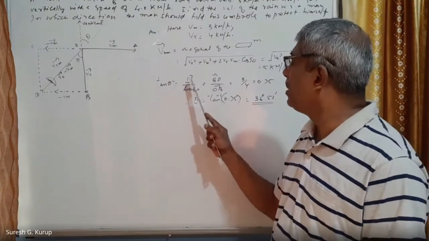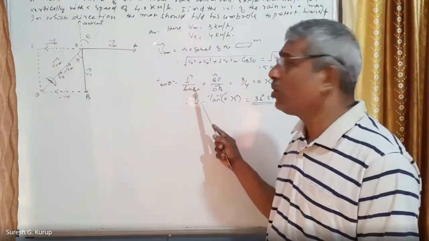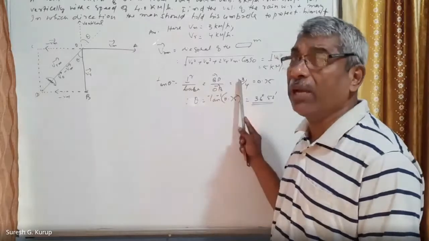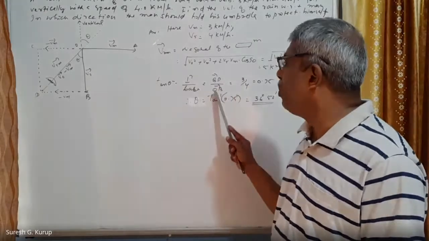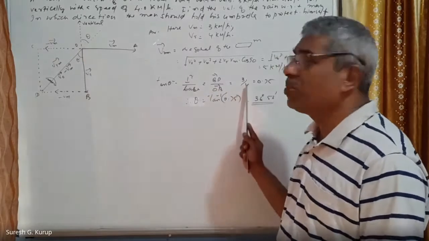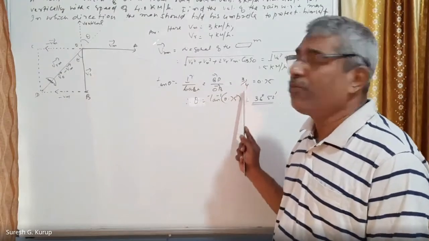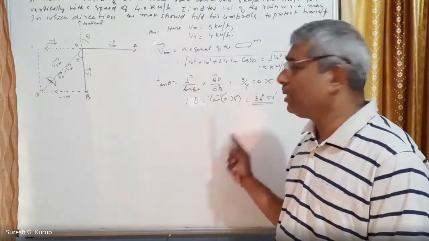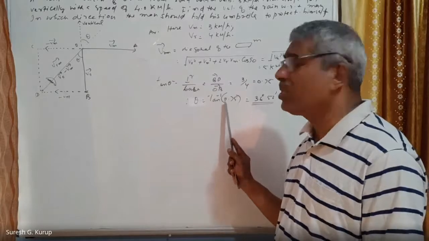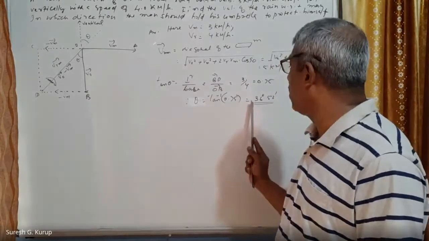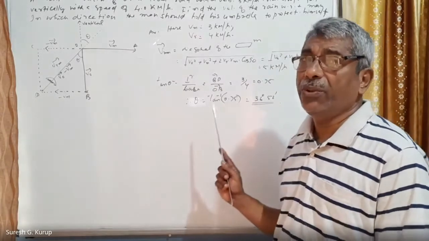Therefore, tan theta is equal to perpendicular by base. That is equal to BD. BD is equal to the magnitude of Vm, divided by OB, the magnitude of Vm. That is equal to 3 by 4, which is 0.75. Therefore, theta is equal to tan inverse 0.75, that is equal to 36 degrees and 52 minutes.